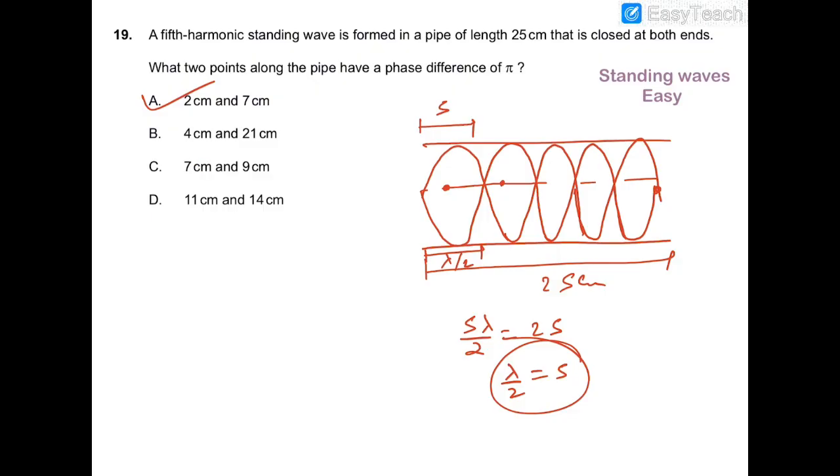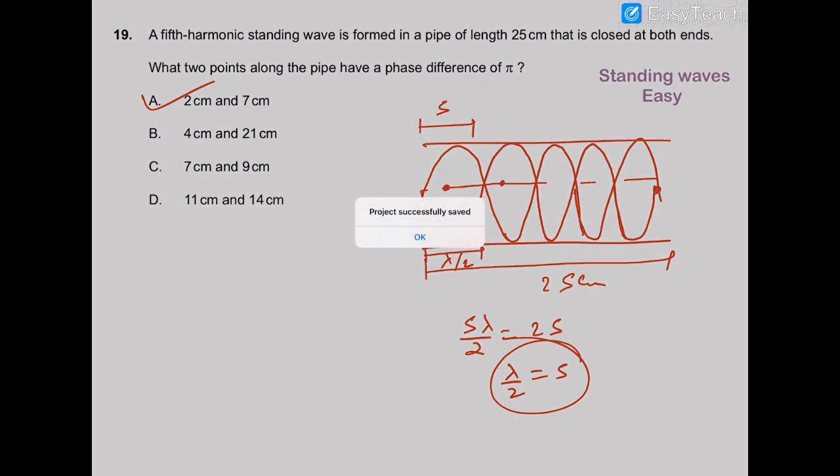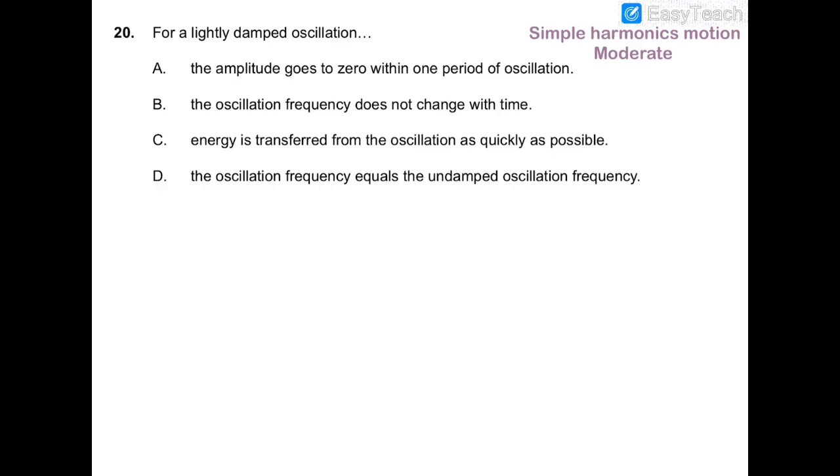Similarly, 7 and 9, the 7th will be in this and the 9th will also be in this. So they have 0 phase difference and 11th and 14th would also be in the same loop. Therefore, their phase difference will be 0. So the correct answer is A. Now let us move on to the next question.